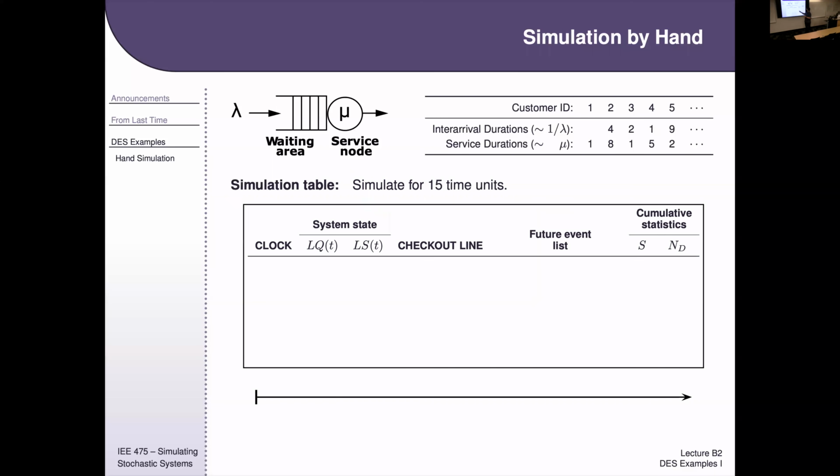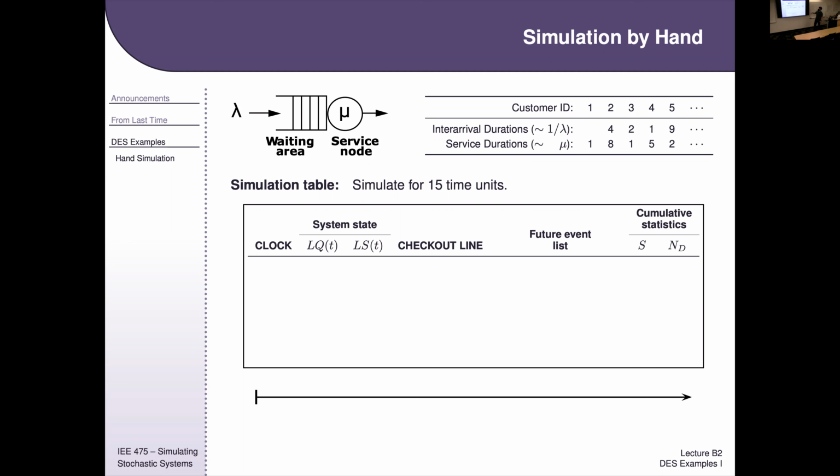So what does that look like? Now we're simulating time for 15 time units. This is again set up just like your homework problem. I've got a table, just like in your homework problem, except you've got an F column as well.